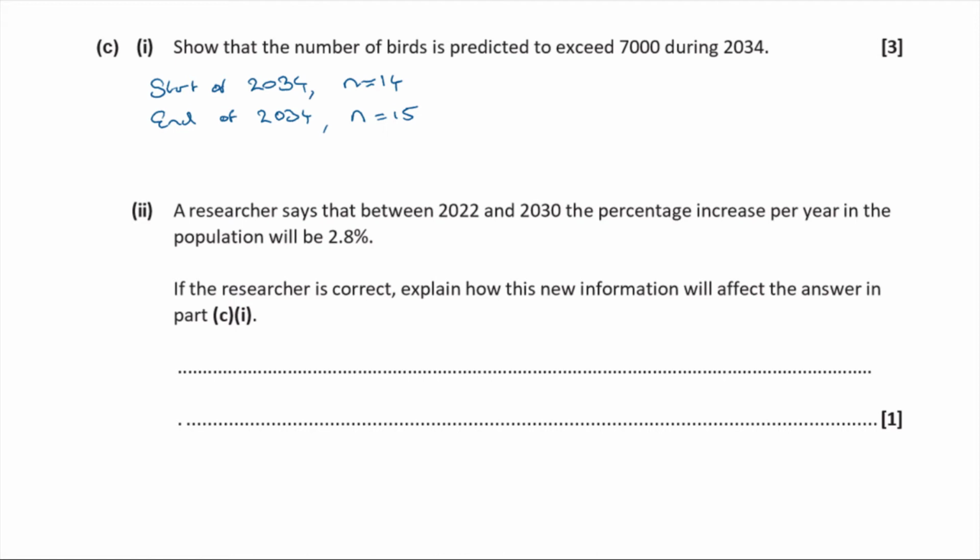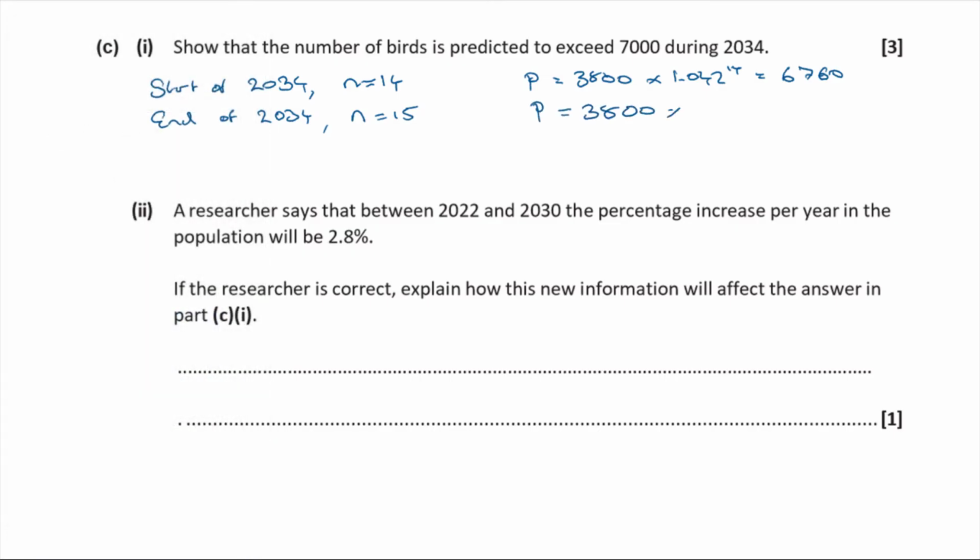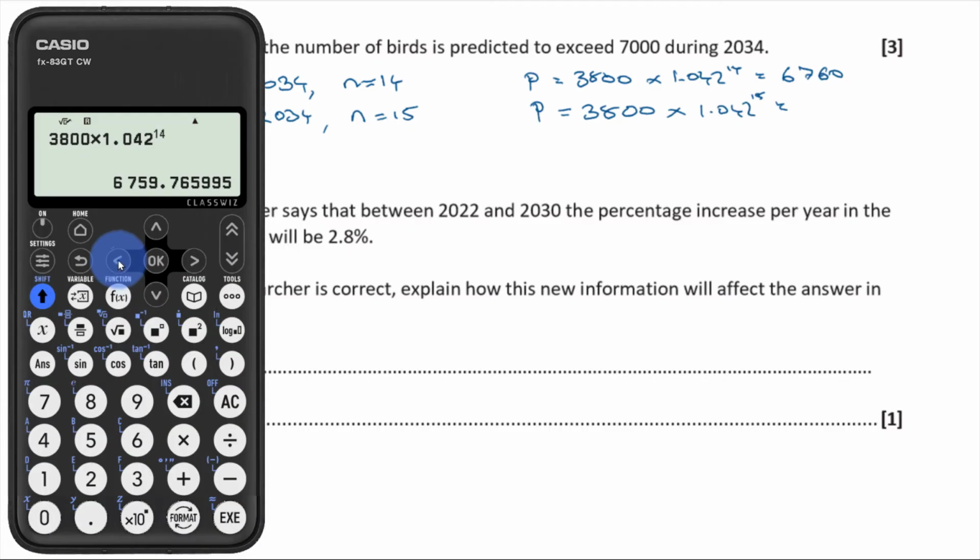So when n is 14, the population is going to be 3,800 times 1.042 raised to the power of 14. I'm just going to go back and delete my 4 from earlier and type in 14 instead. That comes to, yeah, as predicted, 6,759.76, which again I'm going to round up because we don't like bits of birds. So 6,760. So that's the start of 2034, and then at the end of 2034 it's going to be 3,800 times 1.042 to the 15. Again, we're just going to go back, delete the 4, put in the 15, and that comes to 7,043 and change, which I'm going to round up to 7,044.